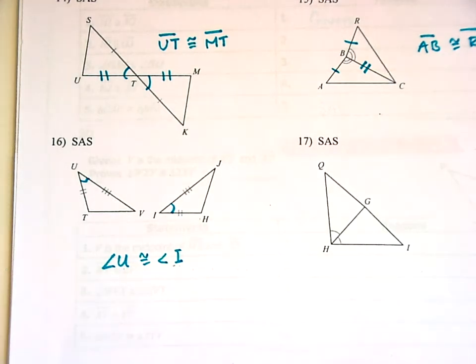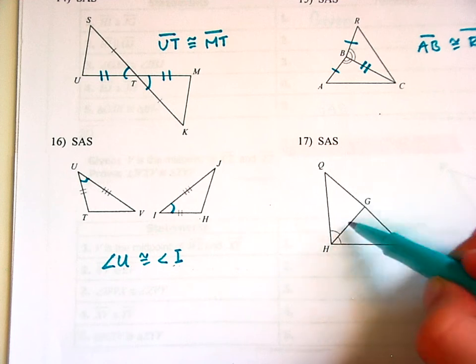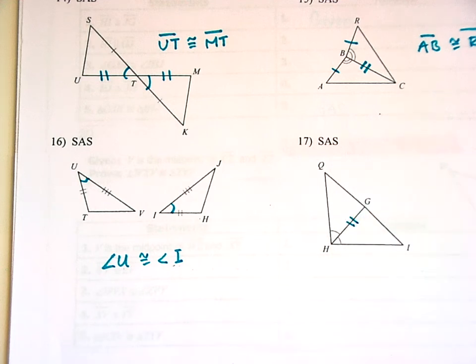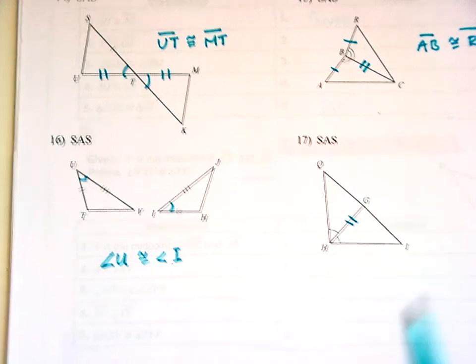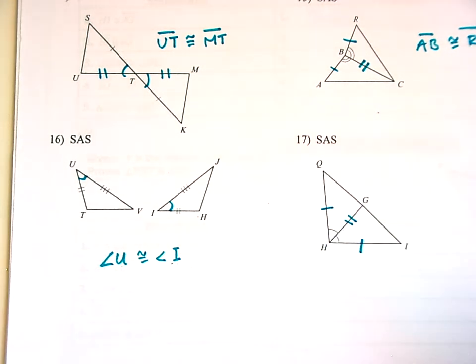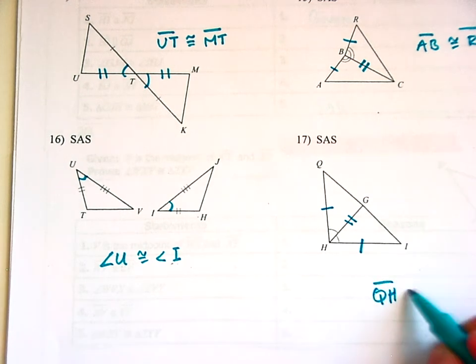Okay, number 17. Angles are labeled. We've got a side that they share. We already know those are congruent. So the side that's missing is this one and this one. So QH must be congruent to IH.